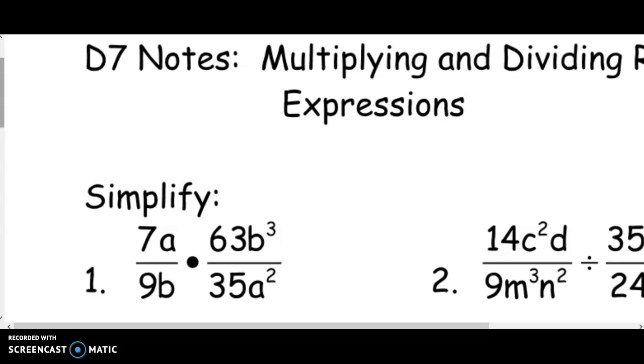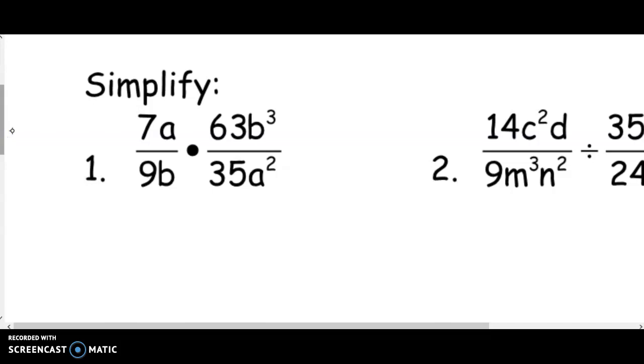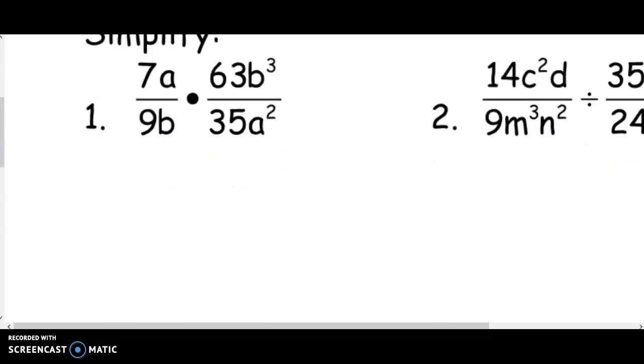All right, D7, multiplying and dividing rational expressions. Rational expressions are fractions essentially, rational. Multiply straight across as you would any other fractions, and then reduce, simplify from there. Number one, so what do we got here?